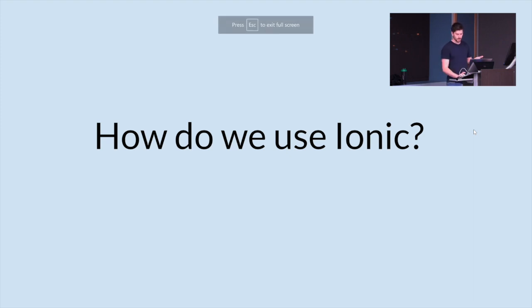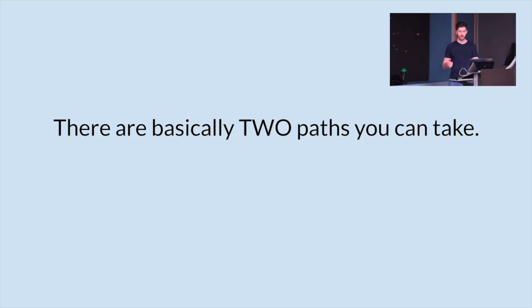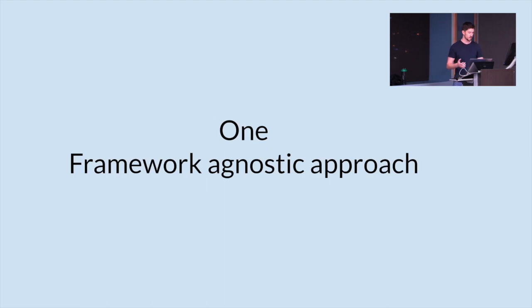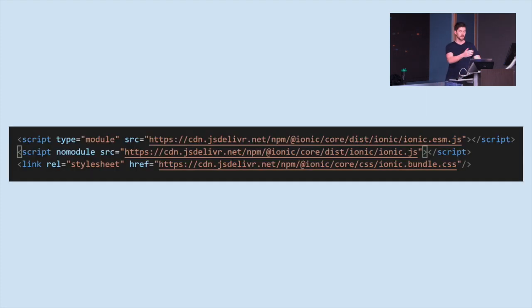So how do we use Ionic? So there's two paths you can take. The first one is framework agnostic. So you can literally just copy and paste these two script tags and this link into a plain old HTML file, right in the header tag, and you'll immediately be able to use these components. You don't have to do anything special besides copy and pasting those three lines into your HTML. And you can pop in an Ion card if you want to, an Ion image, that sort of thing, and be able to use it right away.